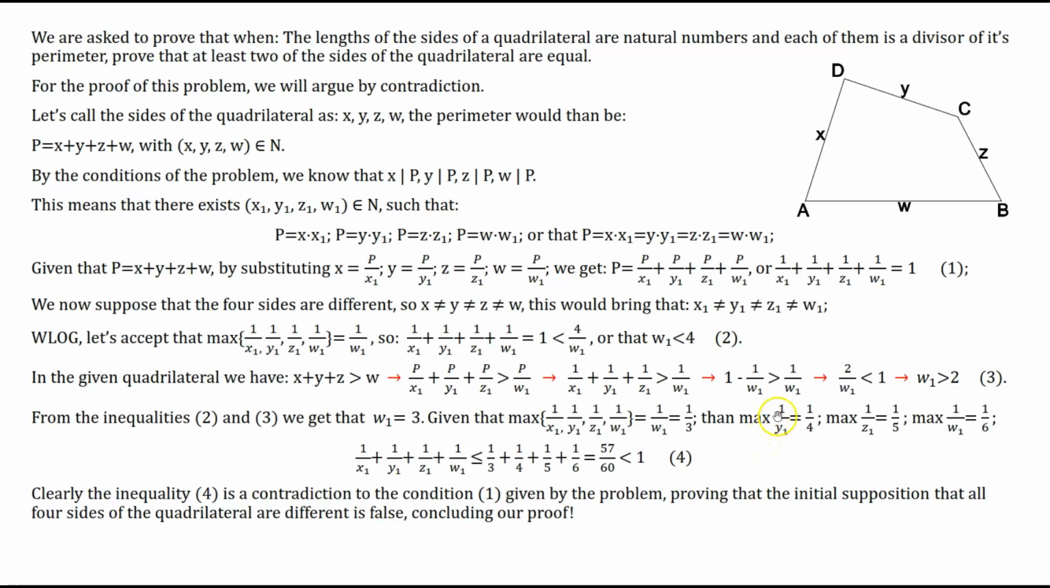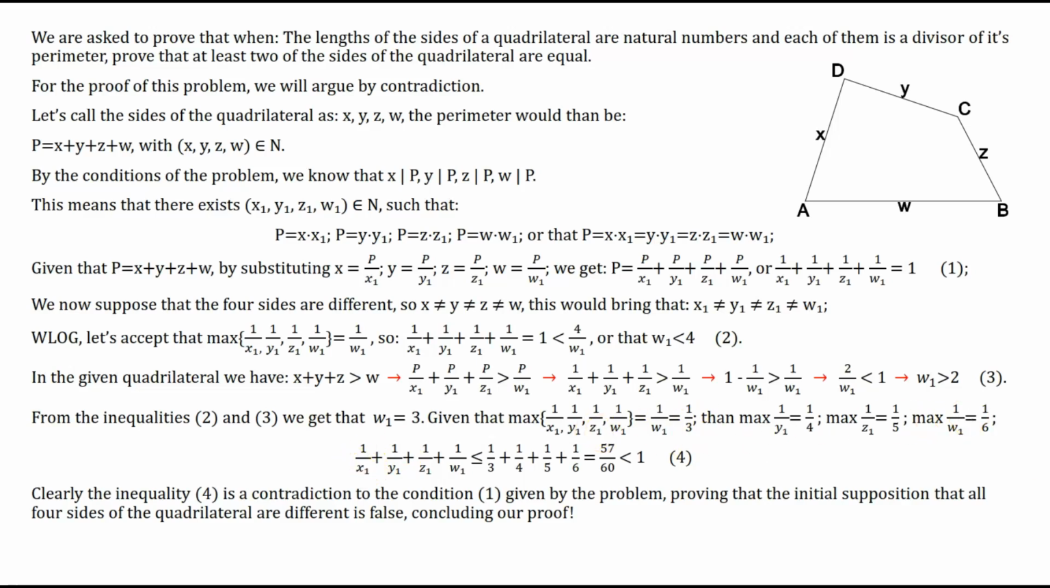This means, given that the other values are smaller but different from 1 divided by omega 1, we can have that, let's say, the maximum of 1 divided by y1 can be 1/4, the maximal value of 1 divided by z1 can be 1/5, and the maximal value of 1 divided by x1, I'm sorry, is equal to 1/6. This happens because 1 divided by omega 1 is the greater value, and the other values cannot be equal to each other.